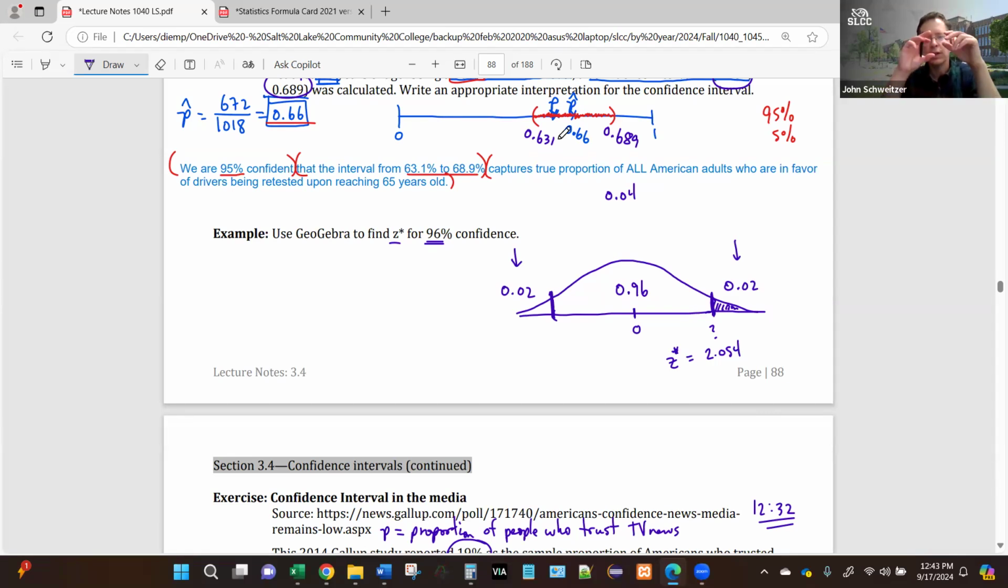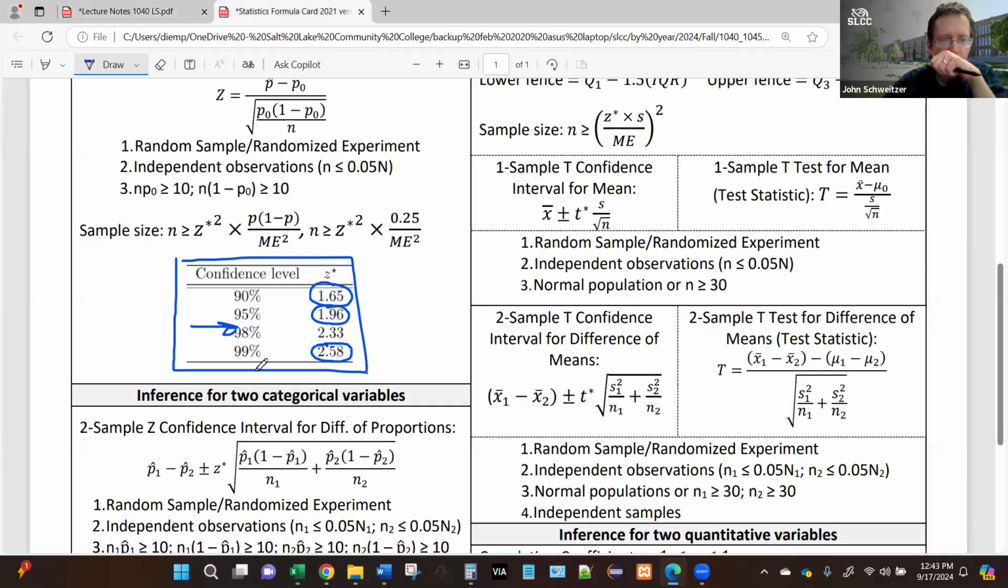So think of that critical z-score as like a dial, right? If you want to be more confident, you make it a little bit larger. If you want to be less confident, you make the z-score a little bit smaller. On exams, we'll always choose levels that you can find here on the table. Okay, all right.